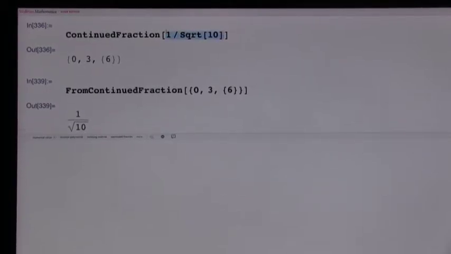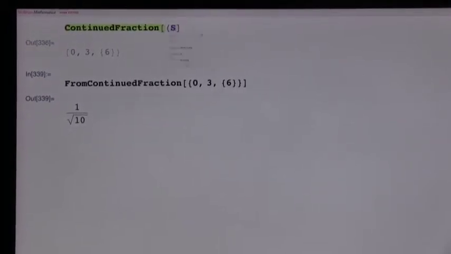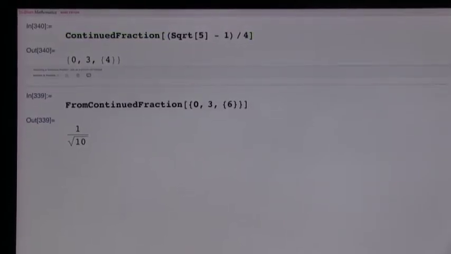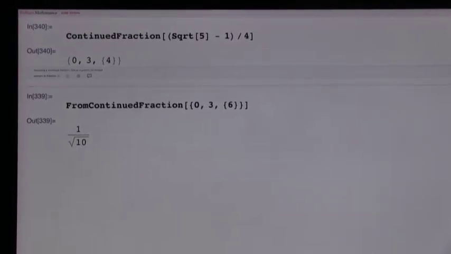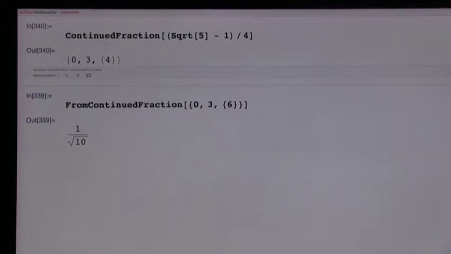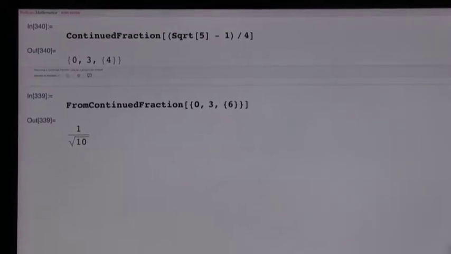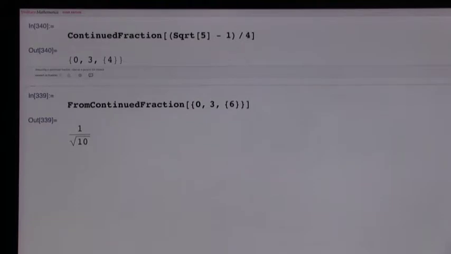And what was cosine of 72? Square root of 5 minus 1 divided by 4, right? So here is the continued fraction. Does it need the divided by symbol? I suppose, if you want it to be right. Okay, so here we go. So what is that? 0, 3, and then a repeating 4, instead of a repeating 6. So it turns out they're continued fractions, although different, since they're different numbers. They look pretty similar.